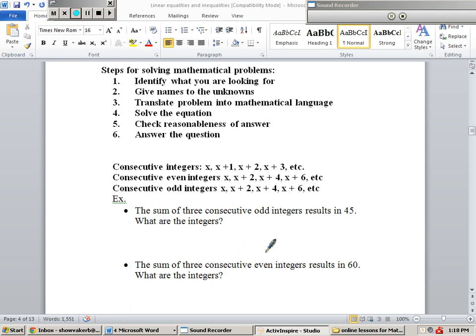3x equals 39. X is 13, meaning that my first number is 13, that's x, then I have x plus 2, which is 15, and I have x plus 4, which is 17. So my 3 numbers are 13, 15, and 17, and they are all odd integers.